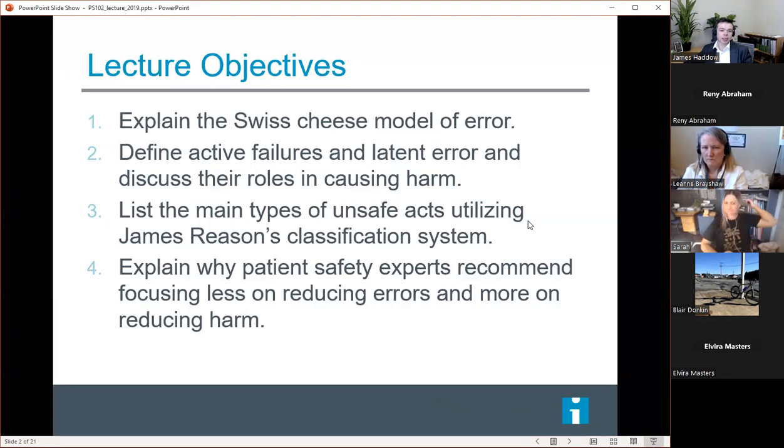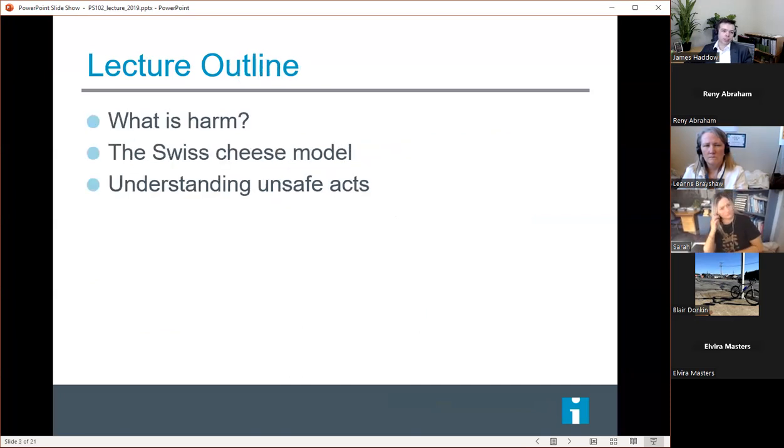Okay, so today we're going to learn about the Swiss cheese model, talk about active failures and latent error, look at a classification system, and think about what this area is evolving into.